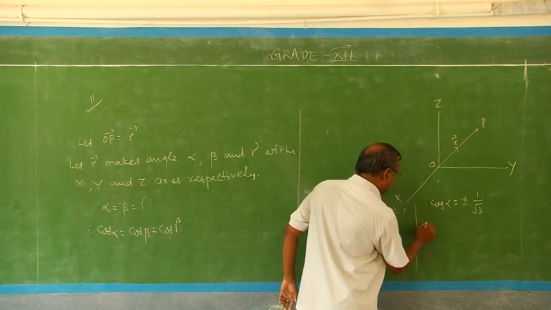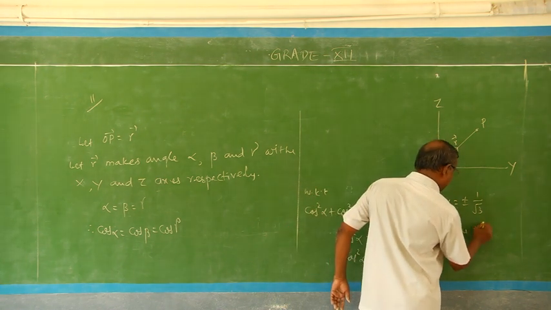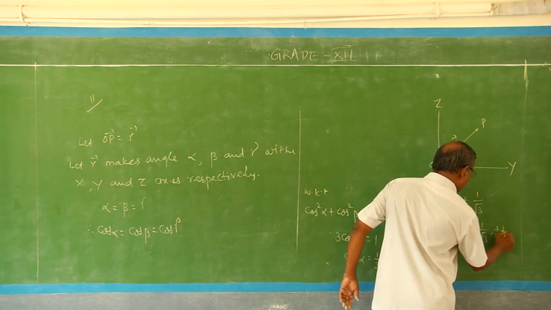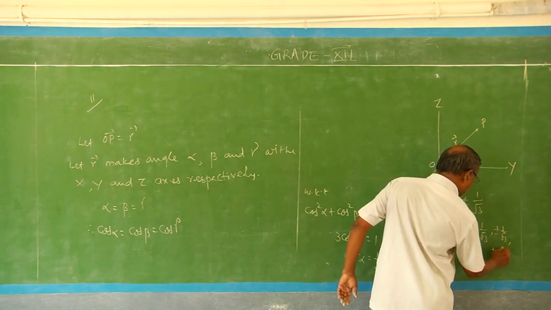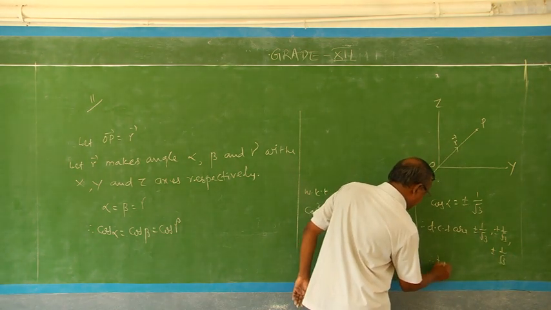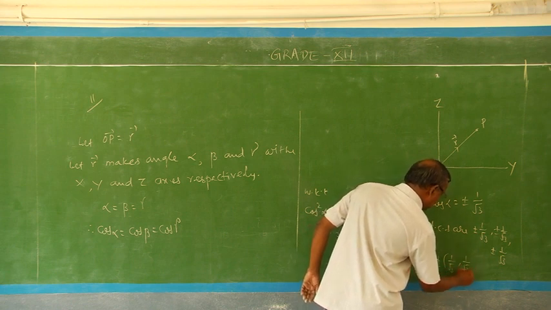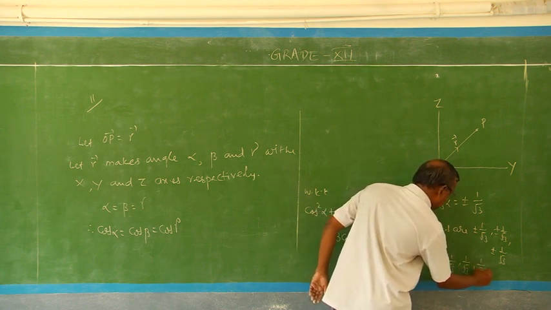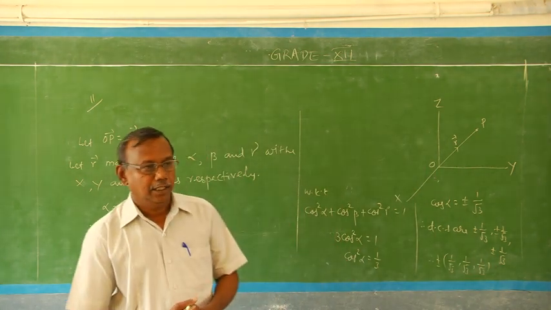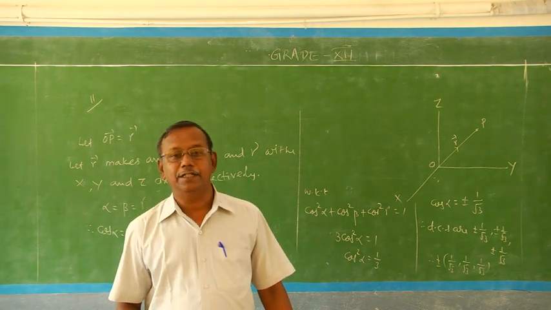Hence, cos alpha equal to cos beta equal to cos gamma equal to plus or minus 1 by root 3. Therefore, the direction cosines are plus or minus 1 by root 3, plus or minus 1 by root 3, plus or minus 1 by root 3. So the answer, taking plus or minus as common, is 1 by root 3, 1 by root 3 and 1 by root 3. This is the direction cosines of any vector which makes equal angles with the coordinate axes, that is ox, oy and oz.